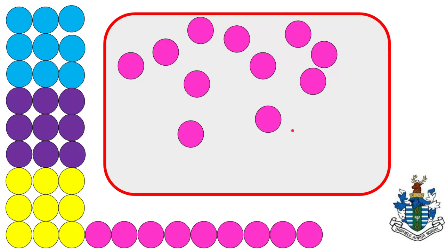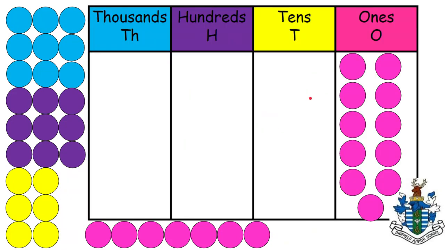So let's put this onto the place value grid rather than just have them spread out all over my table. And you can see that I've got 11 ones in there. So I've got no thousands, no hundreds, no tens, and I've got 11 ones. Now they're looking a little bit snug in there. So I can use something called renaming.